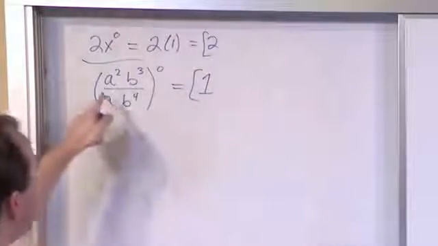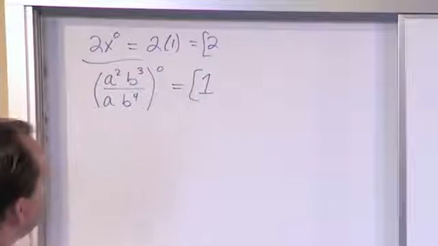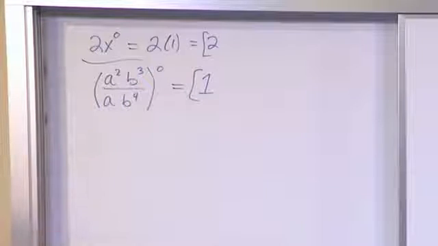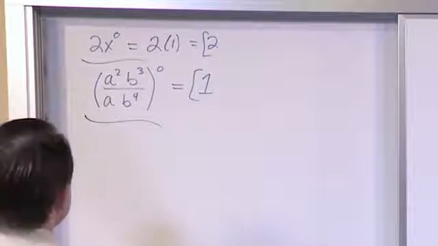It doesn't matter if a is 15 and b is 94. It doesn't matter the values. Anything raised to the 0 power is always 1. So that's why dealing with 0 exponents is kind of easy, to be honest with you, because it's always equal to 1.